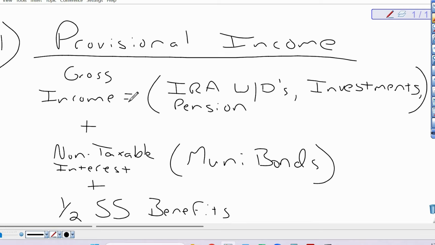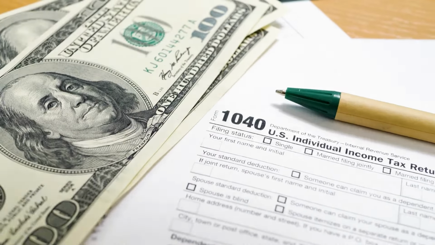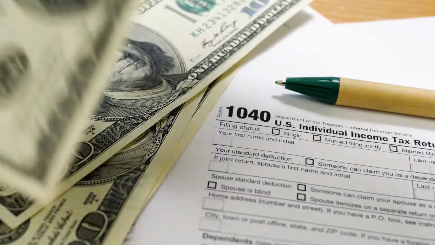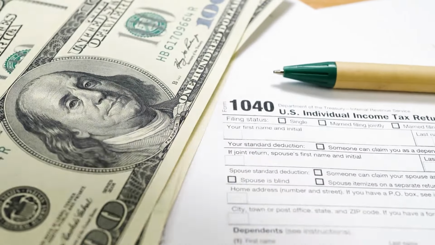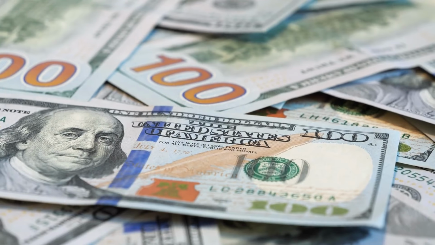First thing we have to do is calculate your provisional income. In retirement, your income is typically going to be comprised of IRA withdrawals, your investment income, maybe a pension. So that's the first step, calculate the gross income. Then we add in any non-taxable interest like muni bonds. And then finally, we add one-half of our Social Security benefit. We add all this together and then we get our provisional income.